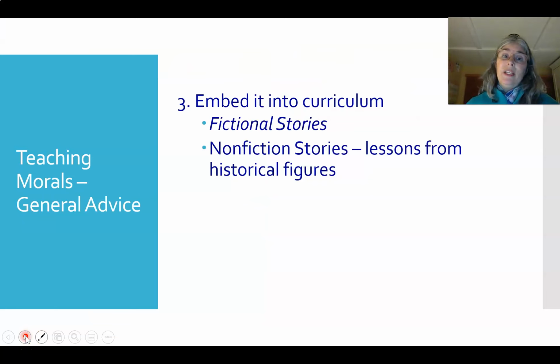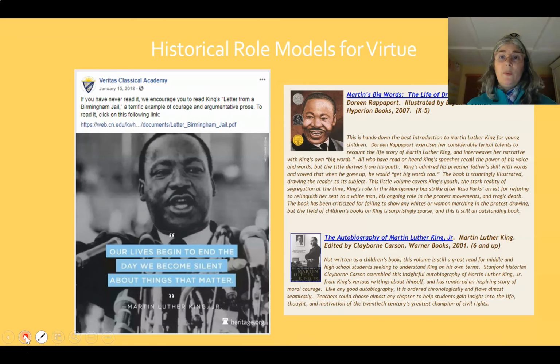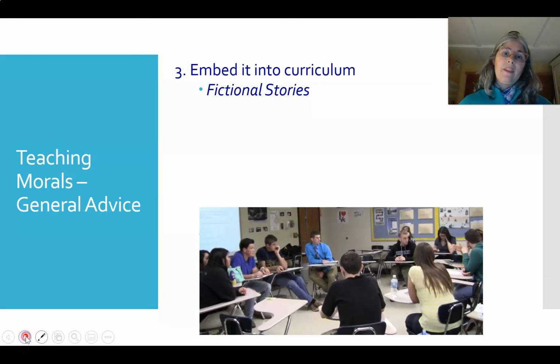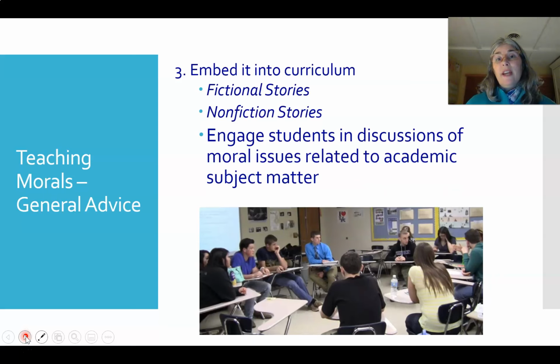Now, I said embed it into the curriculum. I've only been talking about fictional stories. There's also, obviously, very important non-fictional stories as well. I mentioned these previously when you're looking at historical role models. Just look throughout your history books, and you can do this in science as well. And then finally, you also want to engage students in discussions of moral issues that are connected to their academic subject matter. So, for instance, in science class, you could discuss the moral implications of stem cell research. You could look at issues related to global warming. You can also, like I said, connect this to your subject.